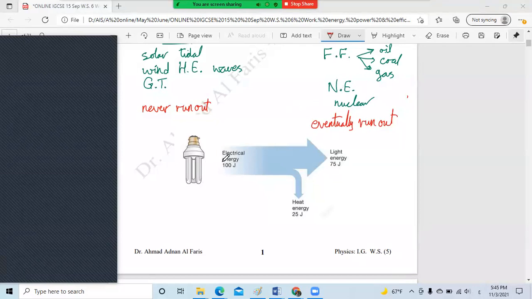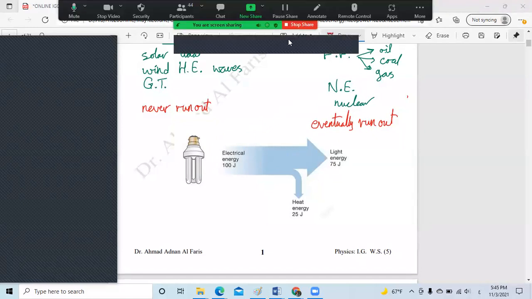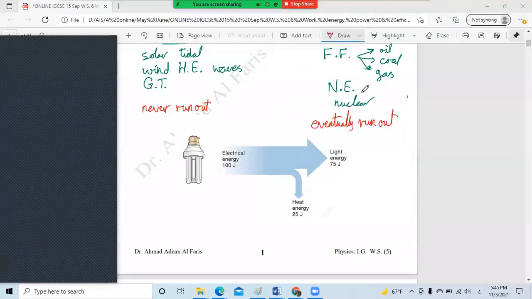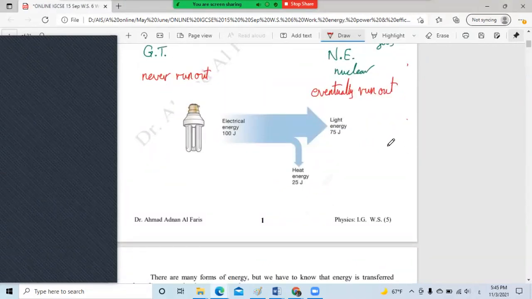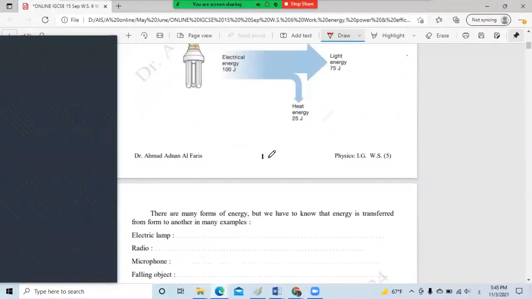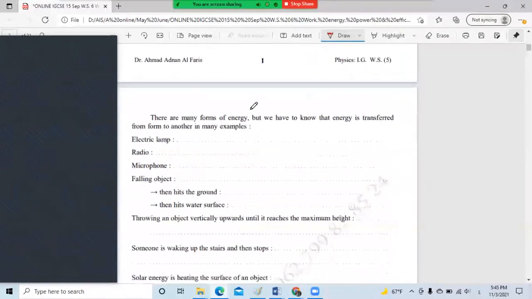So that means not all the energy is useful in our life. A lot of the energy is wasted as heat, as sound, or other unwanted energy forms. So we have wanted energy forms and unwanted energy forms in any mechanism or machine. Now we are going to talk about that in detail. There's a formula. I'm going to tell you the formula later on.